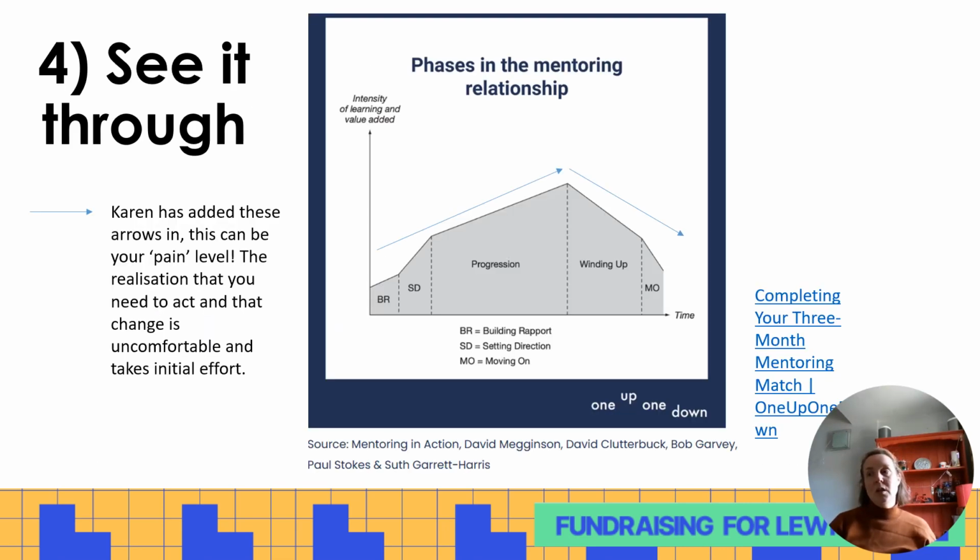See it through. So you can see along the bottom of this graph that time continues on, and at the side here, the experts written at the bottom have determined that this is the intensity of learning and the value added. I've added in the blue arrow. So forgive me, let's start with the BR in the bottom left hand corner.